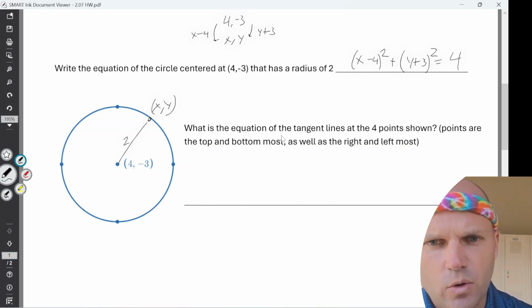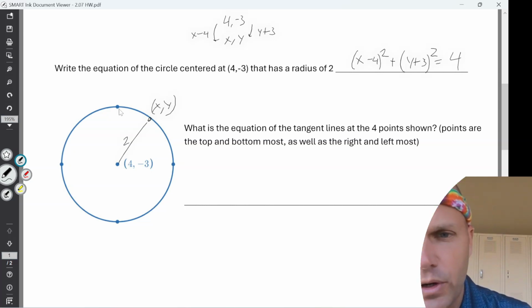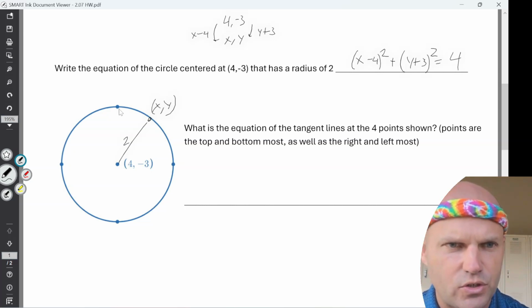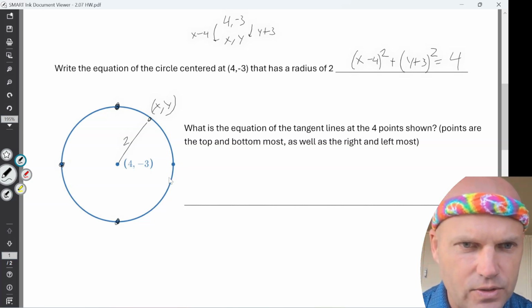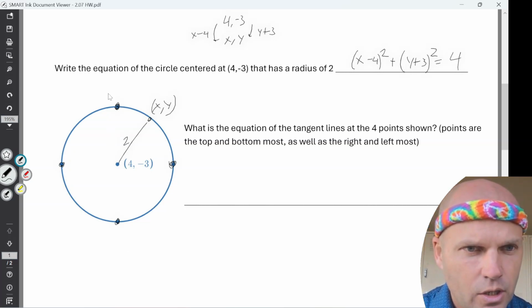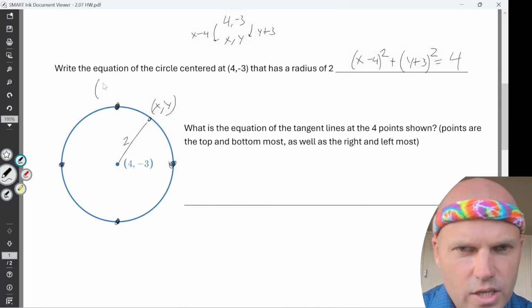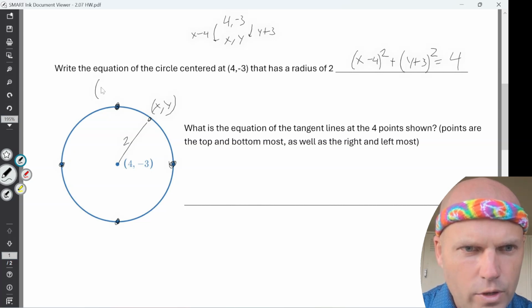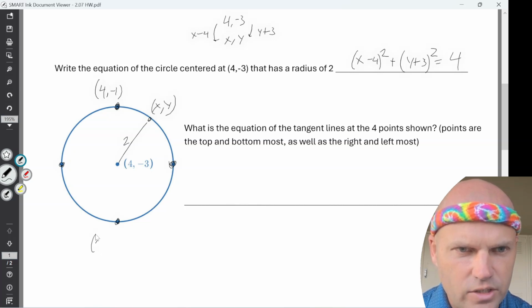Now the question is, what is the equation of the tangent lines at the four points, the top and bottommost points, as well as the right and leftmost points of the circle? This was the idea behind some questions that we asked before we got into circles, of what are these top, bottom, left, rightmost points? We can know that all we are changing is the y coordinate or the x coordinate, depending on the direction that we're going in.